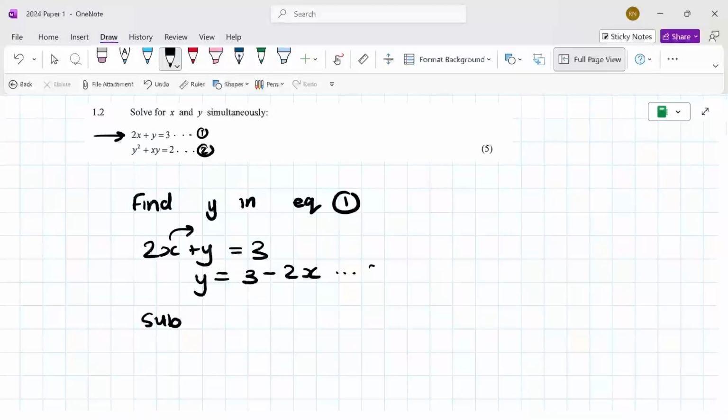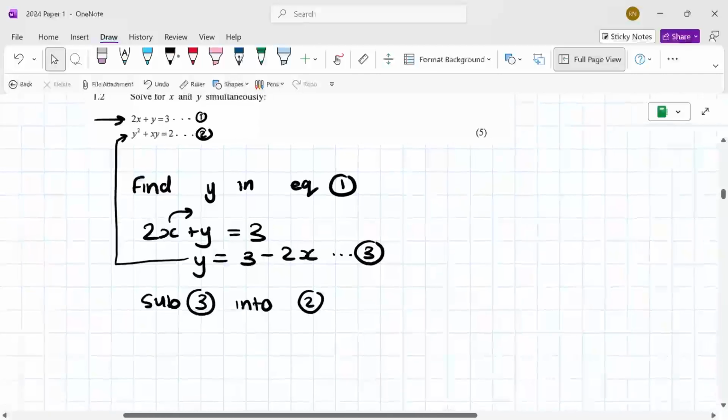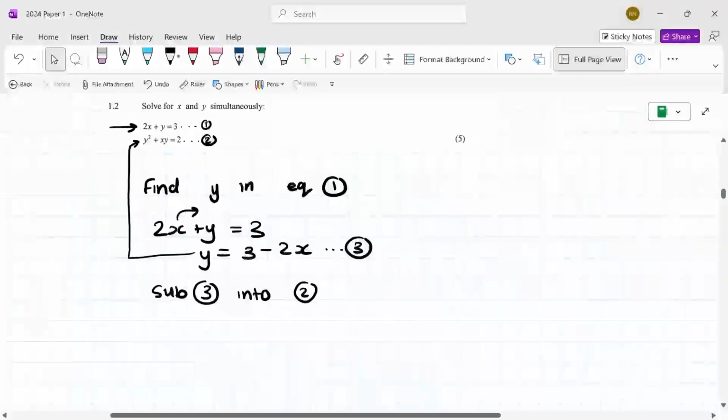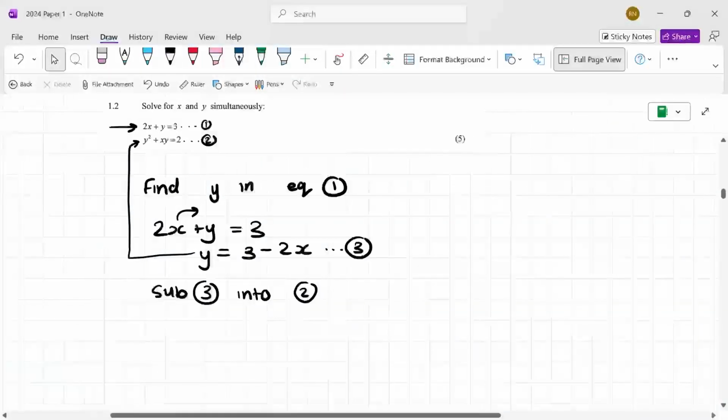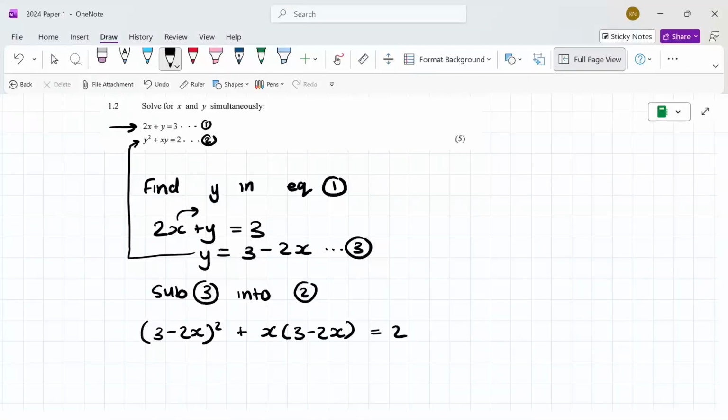Now I'm going to make this equation 3. Sub 3 into equation 2. So I'm going to substitute this into the other equation that I had here. That means wherever I see y in equation 2, I'm going to put in 3 minus 2x. So I'm going to have (3 minus 2x) squared plus x times (3 minus 2x) equals 2.